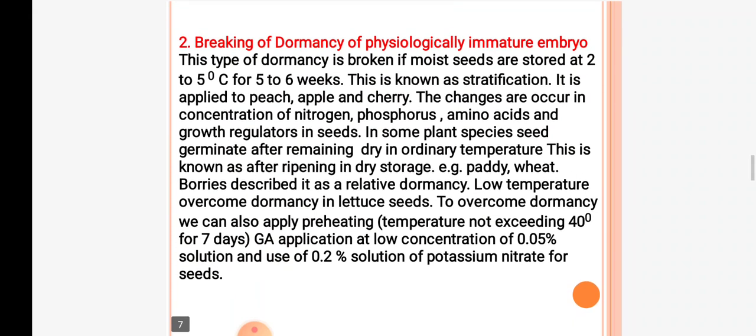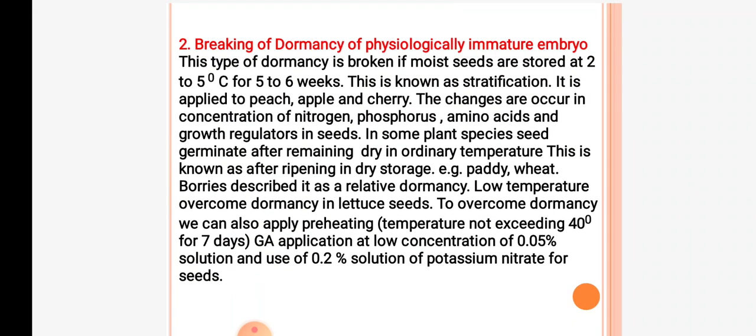In the next slide, we will learn about the breaking of dormancy of a physiologically immature embryo. This type of dormancy is broken if moist seeds are stored at 2 to 5 degrees centigrade for 5 to 6 weeks. This method is known as stratification. It is applied to peach, apple, cherry.